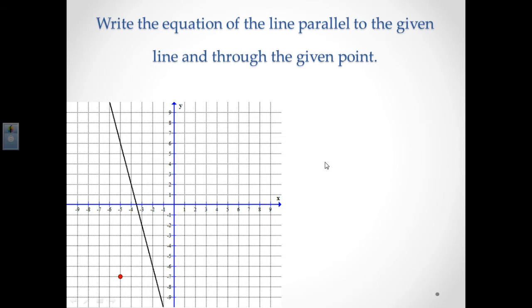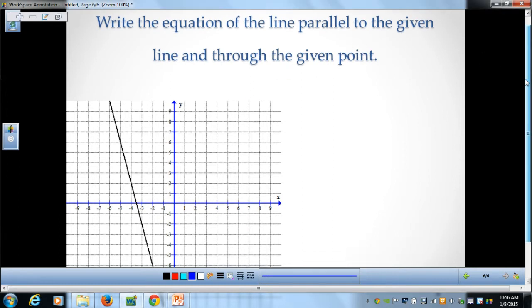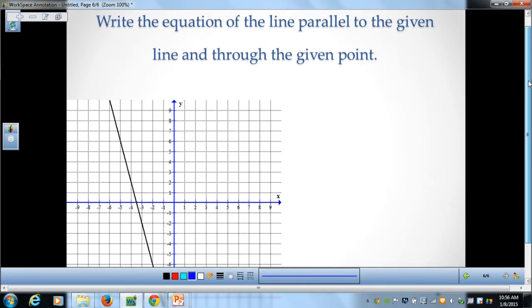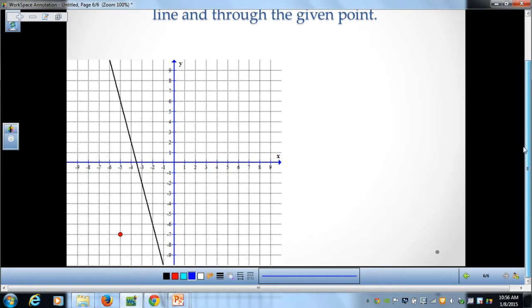All right, well, let's try another example to make sure we are getting the hang of this before I send you off to do some practice on your own. All right, so now I have to scroll a little bit. Now, we are doing parallel this time, so we want equal slopes. All right, so I'm going to come down here and find our point. Okay, our given point, it looks like is -5, -7.